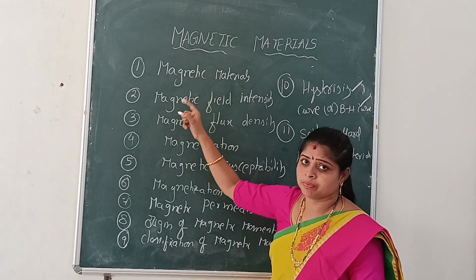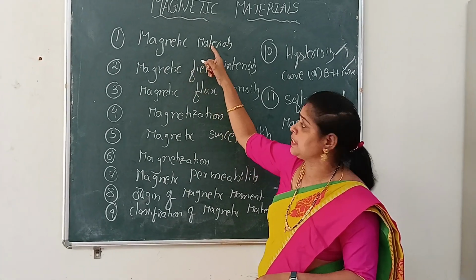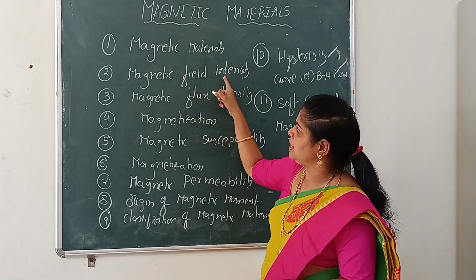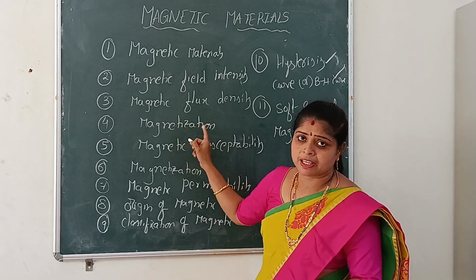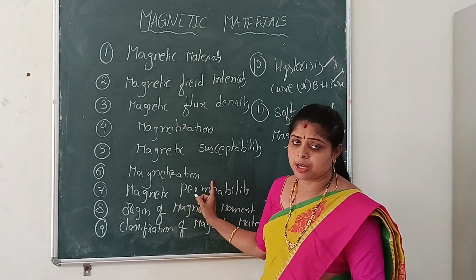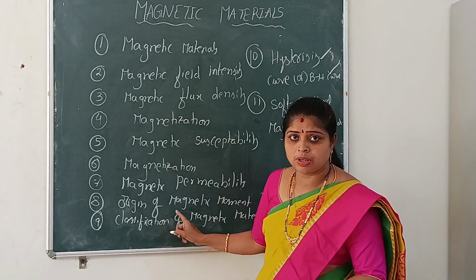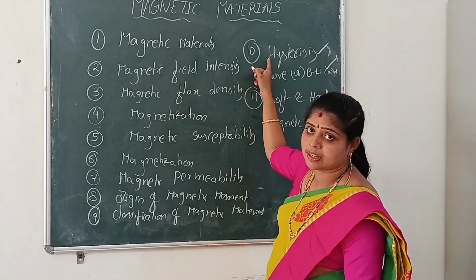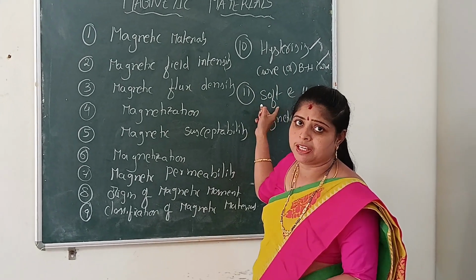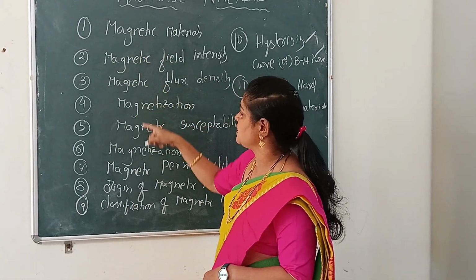So what I am saying, the basic concepts. In part 1, the basic concepts are: what is meant by magnetic material, magnetic field intensity, flux density, magnetization, magnetic susceptibility, magnetic permeability, origin of magnetic movement, classification of magnetic materials, hysteresis curve or BH curve, and finally soft and hard magnetic materials. In the previous video I have already explained the basic fundamentals.